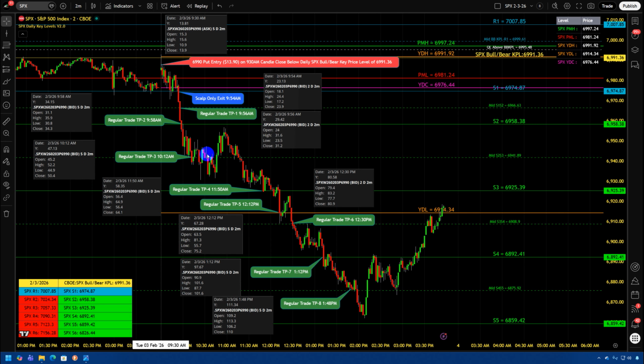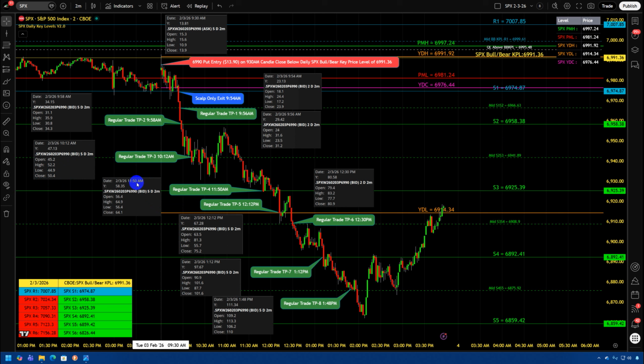Okay, so here at 9:58 a.m. we have the hit of TP2. That is the S2 level. That is a full 2-level move in your favor. We have the bid on the candle close of $34.30. Here at 10:12 a.m. we have TP3 getting hit. That is the mid S2, S3 level, and that is TP3 for your regular trade, and that is a full 2.5 level move in your favor. And at this point, the bid is up to $50.40 on this candle close of the 10:12 a.m. candle.